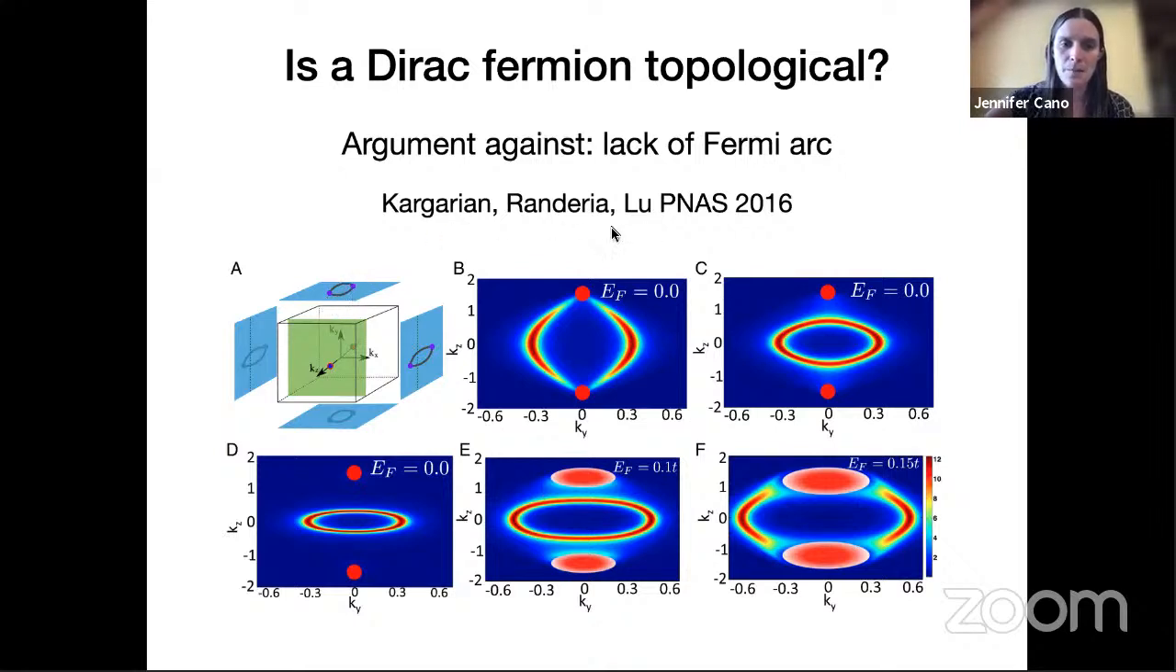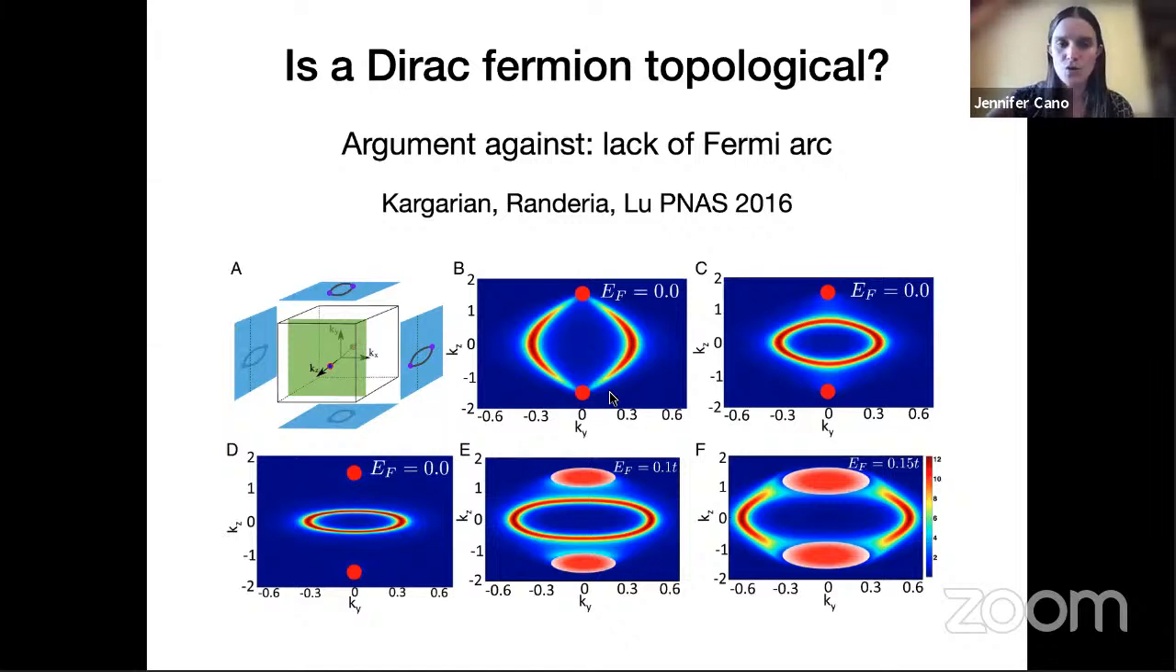This really neat paper, there's actually two papers by this group, showed that this was not true. In fact, if you write down the simplest model of a Dirac fermion, some four-band model, then yes, you will get these double Fermi arcs, but they're not symmetry required.